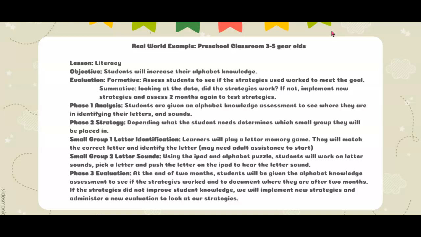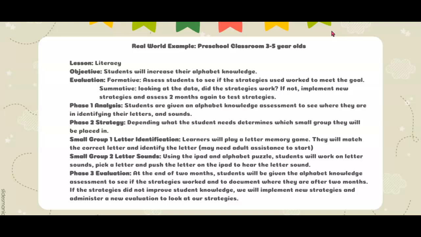The strategy would be, depending on what the student needs, determines which small group they would be placed in. So because I know I'm working on letter identification, their small groups would be centered around letters. That's their main content. And so group 1 is looking at letter identification. The learners will play a letter memory game, and they will match the correct letter and identify the letter. At the beginning, because this is a weakness, they may need adult assistance to start. And then as we implement this activity more throughout the year, the adult assistance will be less. We won't offer it as much.